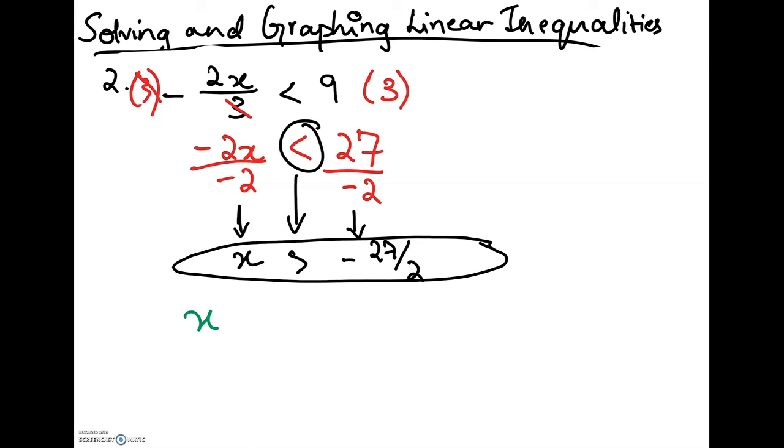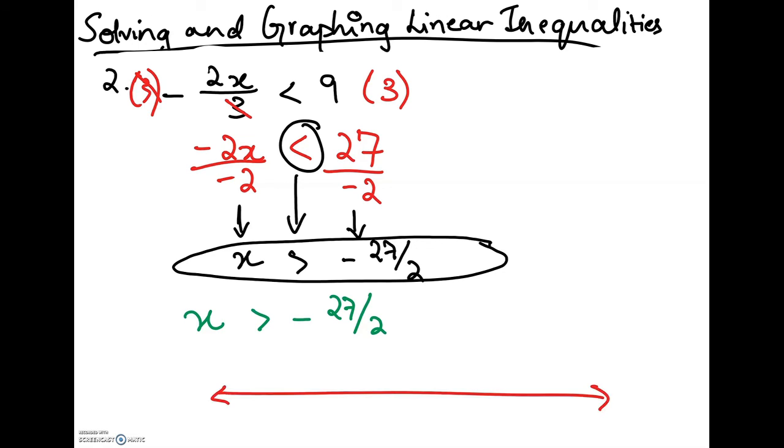I'll write it again over here. x is greater than negative 27 over 2. Why? Because if you're removing a negative from the x, so from the left-hand side or wherever the x is, you're going to want to flip the sign. Okay, so we have negative 27 over 2. First thing I'm going to do for simplicity's sake is change this negative 27 over 2 to negative 13.5.